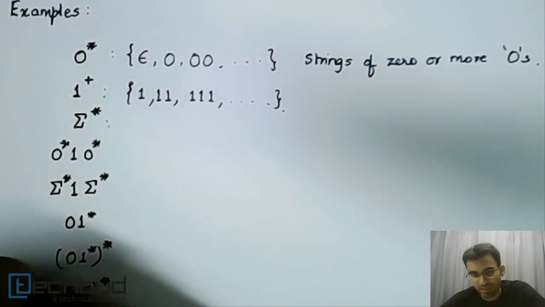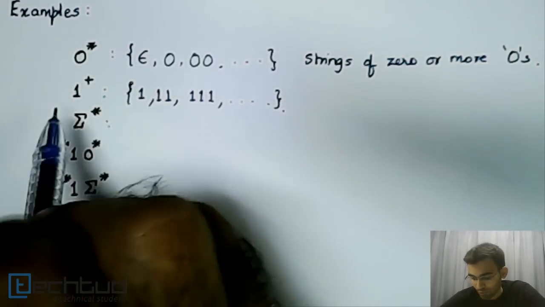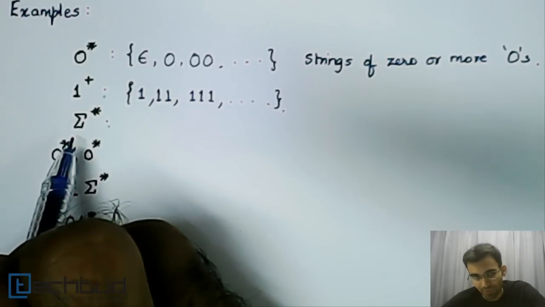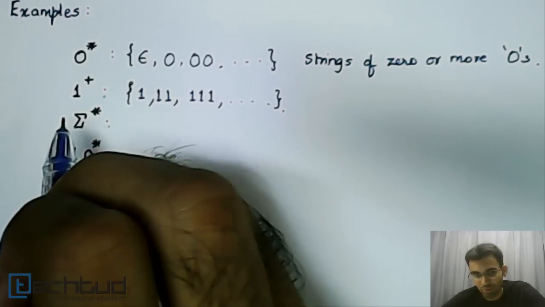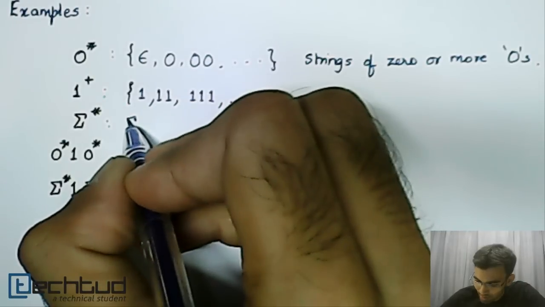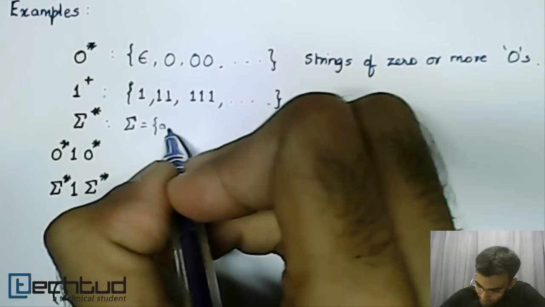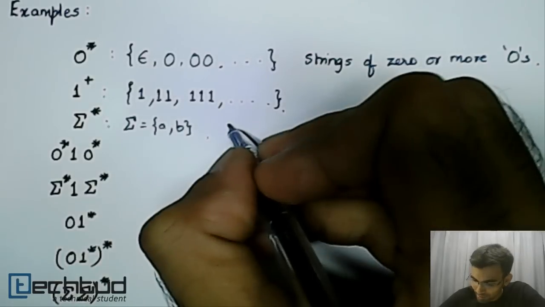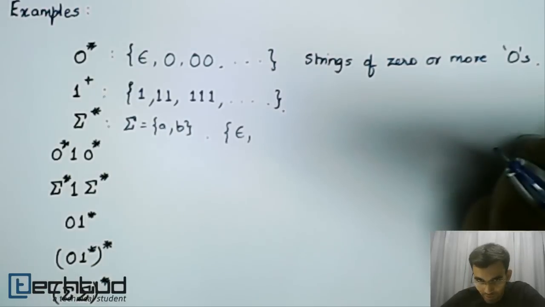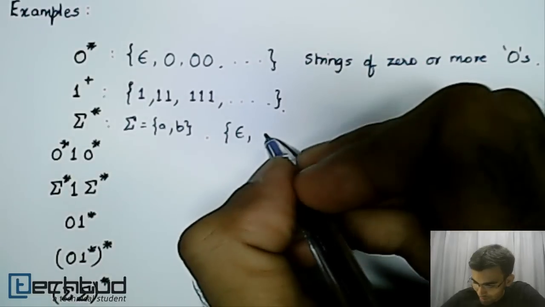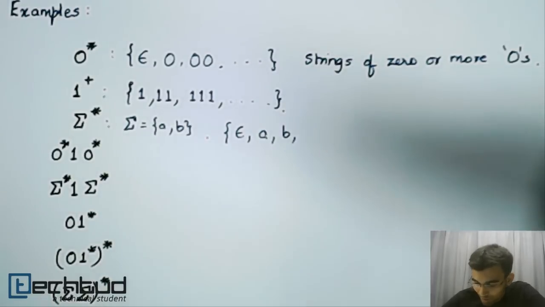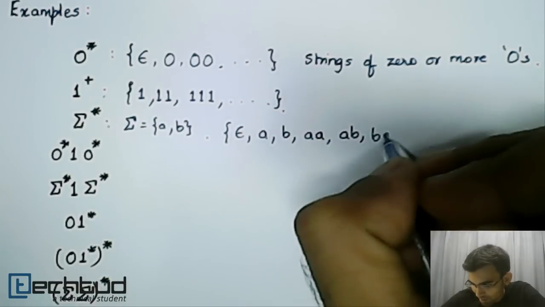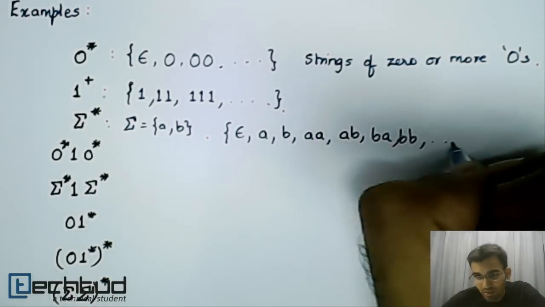Sigma star here means any string with its letters, symbols, chosen from the alphabet sigma. Here, let's take sigma to be A and B. So for sigma equal to the set {A, B}, sigma star becomes epsilon because of the Kleene closure, A, B, and any combination of A's and B's. So you can have AA, AB, BA, BB, and so on.